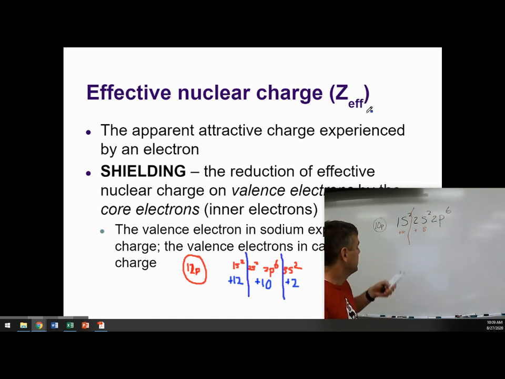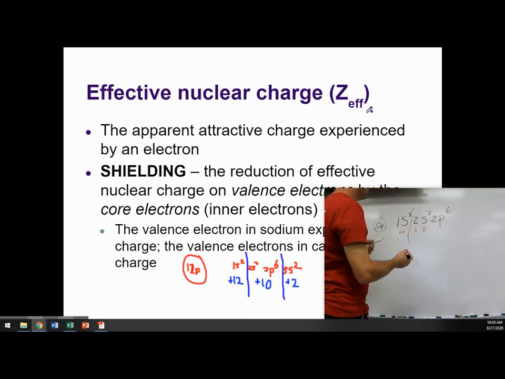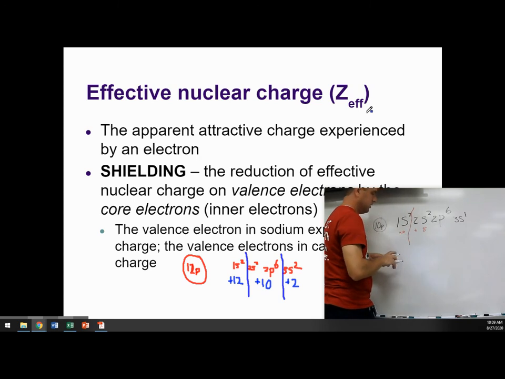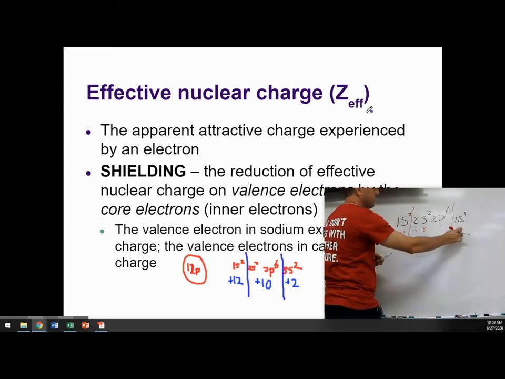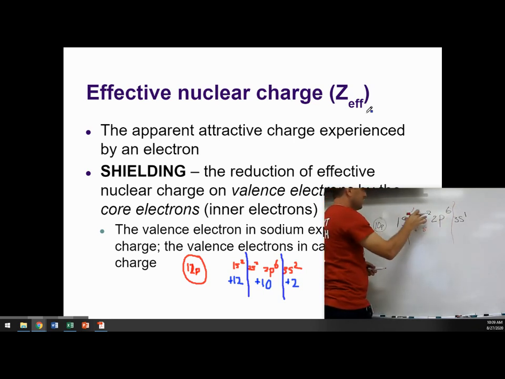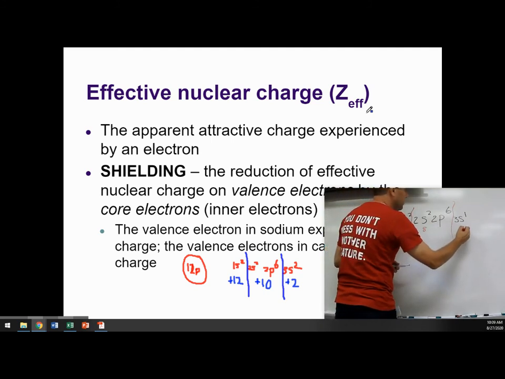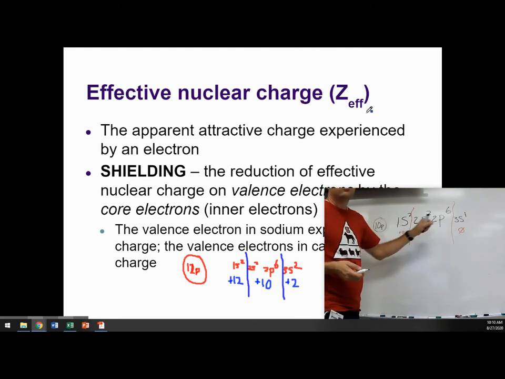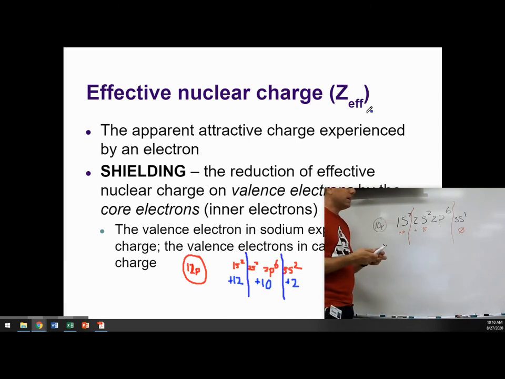Now, if neon were to gain an electron and become negative 1 charged, for instance, then it would have to put its extra electron in a 3s sublevel, so it would be 3s1. Well, for the effective nuclear charge experienced by this electron, we've got 6, 7, 8, we have 10 electrons in between here, so this would experience 0 effective nuclear charge, which is why neon and the other noble gases can't gain any electrons, because there would be no pull from the nucleus to hold that electron in place. It would just kind of fly away.